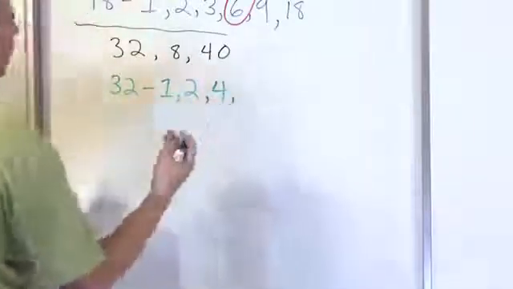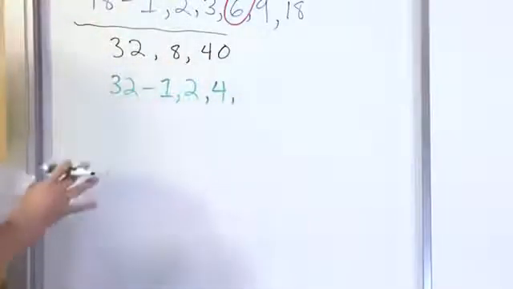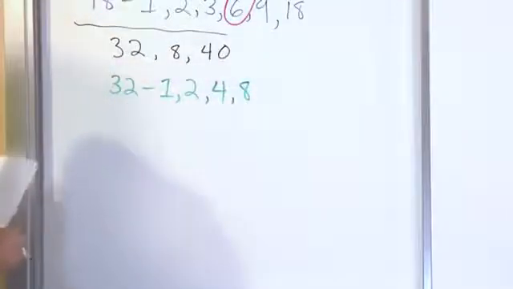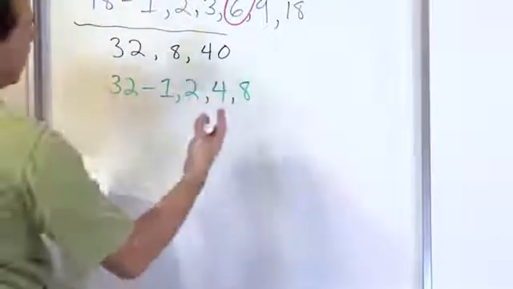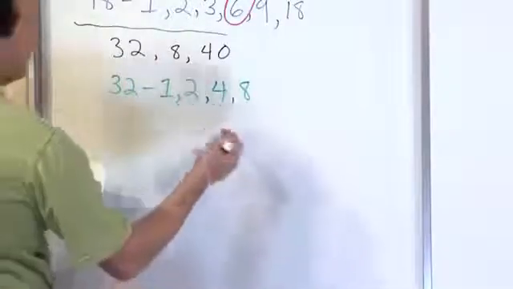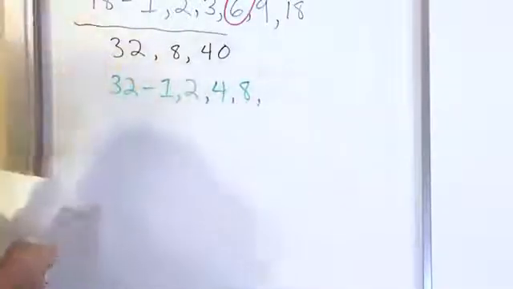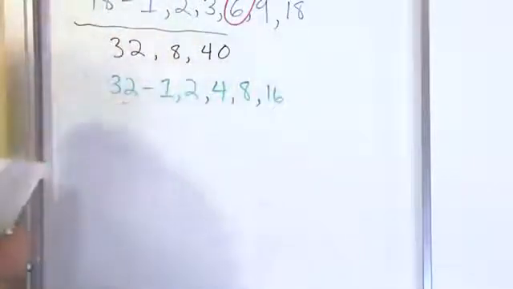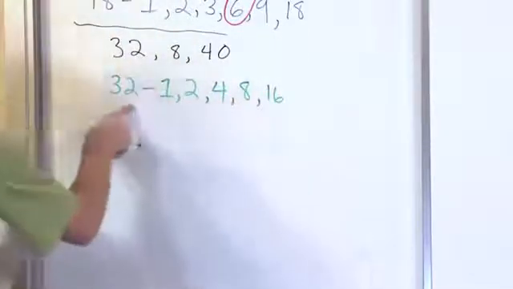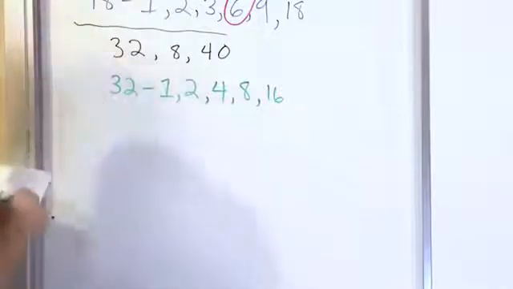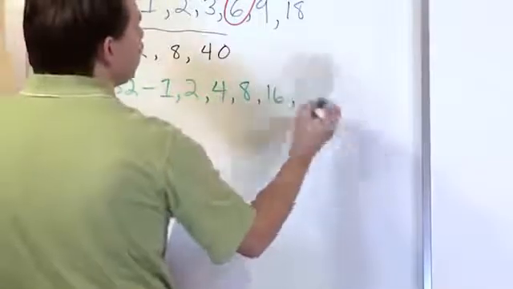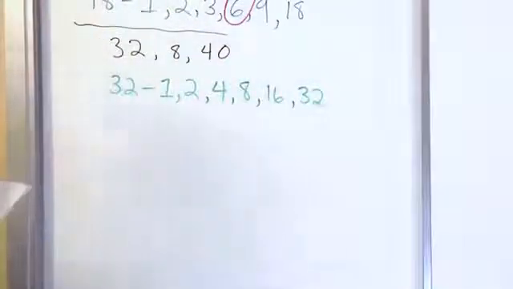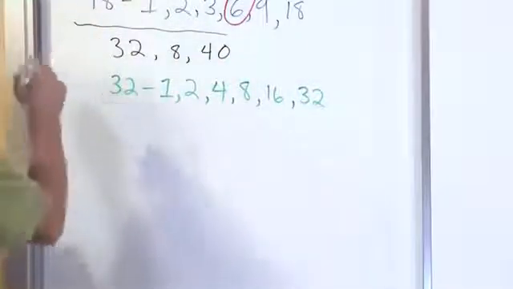5, 6, and 7 are not factors because they don't divide in evenly, but the number 8 is a factor because 8 times 4 is 32. 9, 10, 11, 12, 13, 14, 15. If you go through all of those, none of those guys work. But the number 16 is a factor because 16 times 2 multiplies together to give you 32. And then if you just keep on marching, the only other one you're going to find is the number itself, which is 32. So that takes care of this.